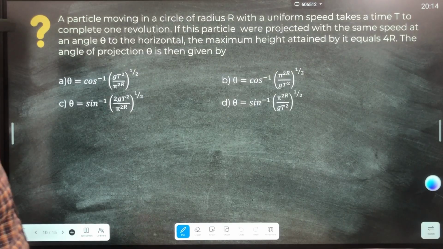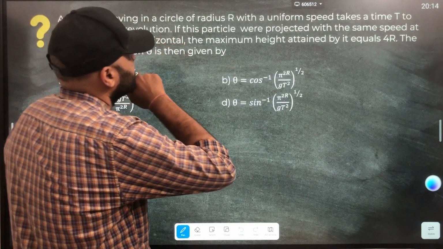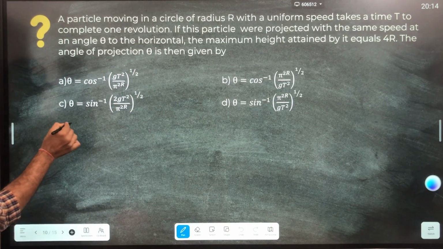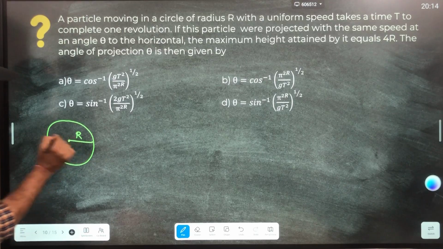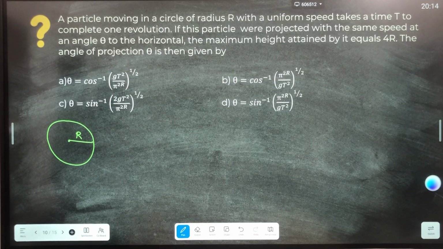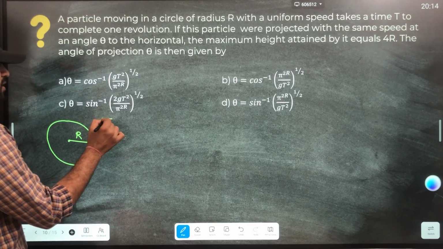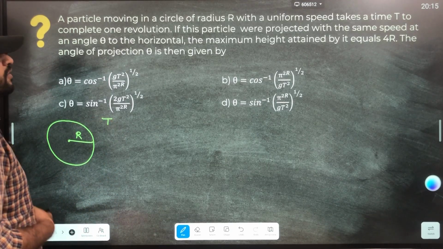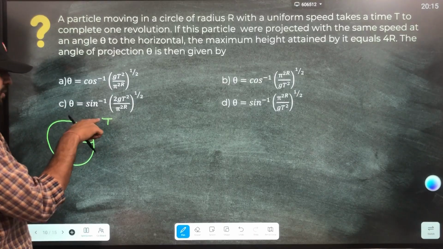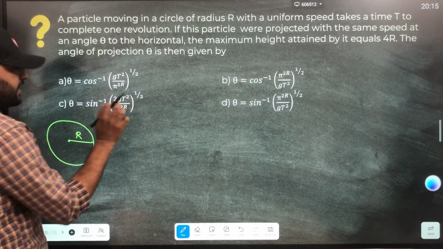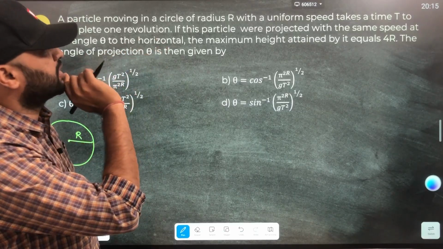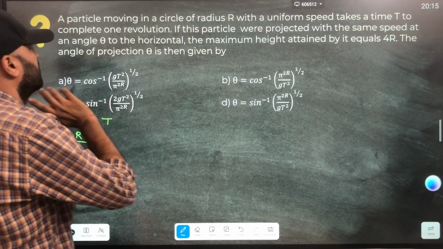Great. We have another problem. A particle moving in a circle of radius r. So let's imagine a circle. This is our circle, and this is our radius r. A particle moving in a circle of radius r with a uniform speed takes a time t. So time period is t to complete one revolution. To complete one revolution, how much time is taking? T. And that t must be equals to how much? That we will find within a minute because we are not given the velocity, right? Uniform speed they are saying. So we'll assume it later on.